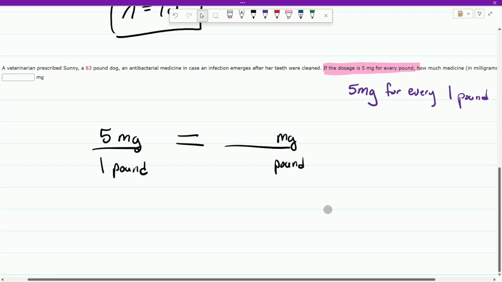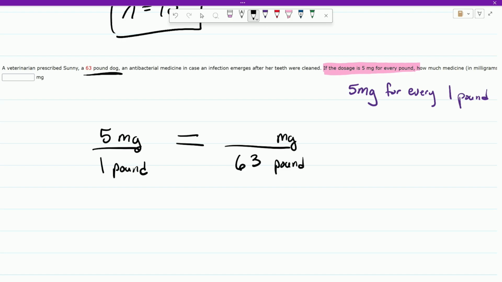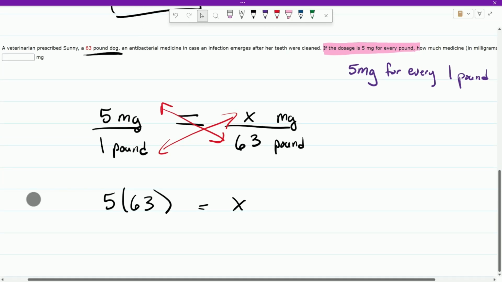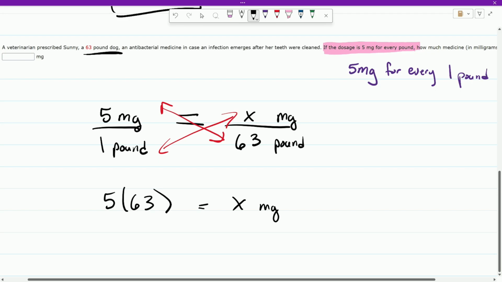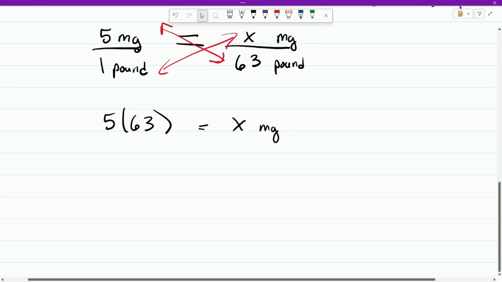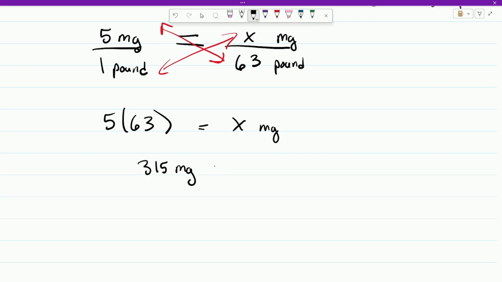Okay, so what's going to go on the right-hand side? Well, it's going to be the weight of Sunny, our dog. So that's going to be 63 pounds. And therefore, X, which is the amount of medicine that we're trying to find, the vet is going to give her. So we cross multiply again. And that's going to give us 5 times 63 equals X. And just remember, X is going to be in milligrams. So all we have to do is take 5 times 63, and I'm doing this off screen on my calculator, to give us 315 milligrams, which is going to equal X. So that's how much medicine Sunny is going to get.